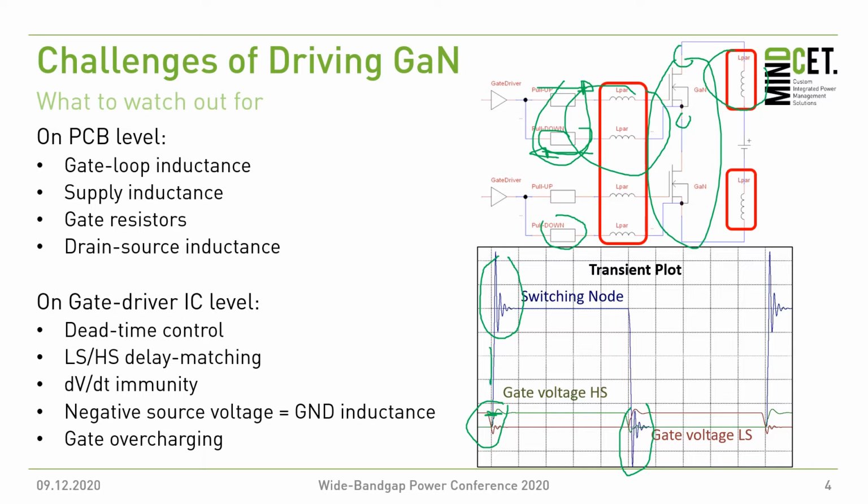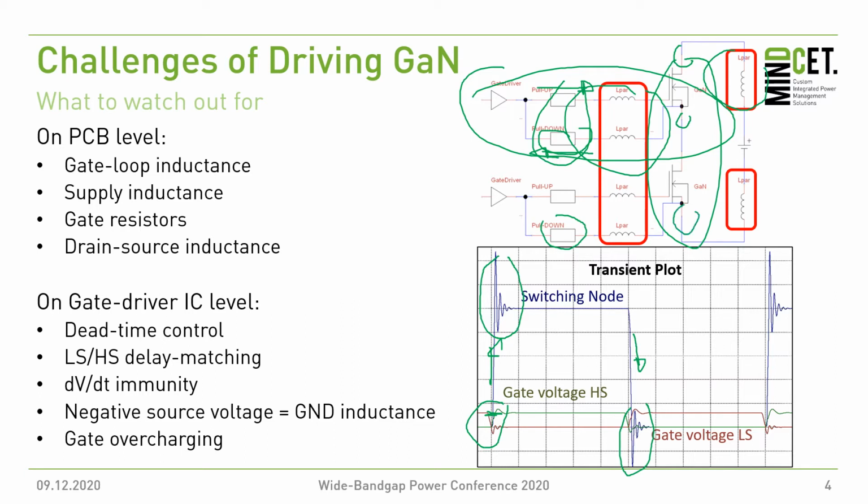Because you have very fast rise and fall times, high dV/dt, you need to be immune to that. The high side circuitry of your GaN gate driver will fly up and down with the switching node. And at 100 volt per nanosecond or even more, you really need to make sure that the gate driver doesn't propagate any false pulses or cause unwanted turn on or turn off.